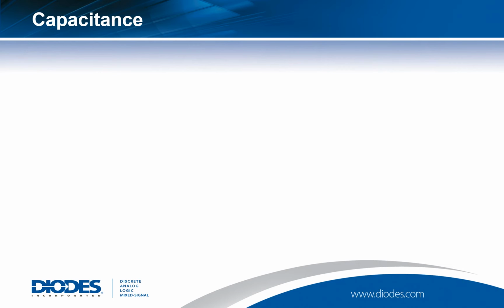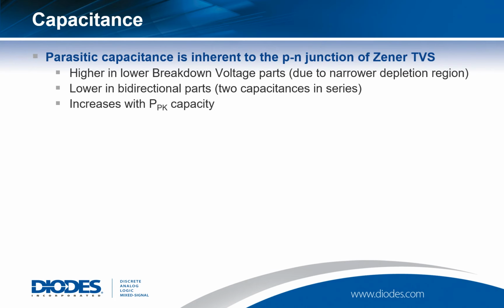We already discussed the idea that we want our protection to have minimal possible impact on the circuit that we're protecting, and the capacitance of the TVS device can be a significant factor in that, particularly when we're dealing with high-speed data. Capacitance is inherent to the PN junction of the Zener device. It's higher in low breakdown voltage parts because the depletion region is narrower, and the root cause of the capacitance is charge carriers either side of a depletion region.